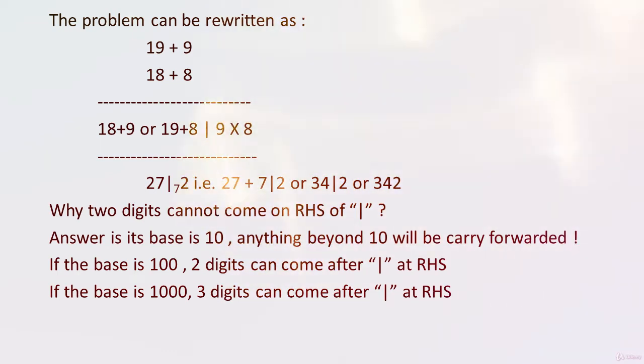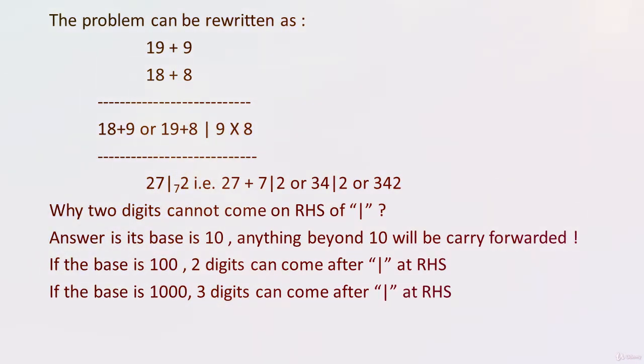Now we will do multiplication between 8 and 9 to get the right hand side portion of the answer. The right hand side portion of the answer is 72. 9 multiplied by 8 is 72. But note that our base is 10, so the right hand side cannot have more than one digit. Since 72 is 2 digits, we have to carry forward 7 to the other side.